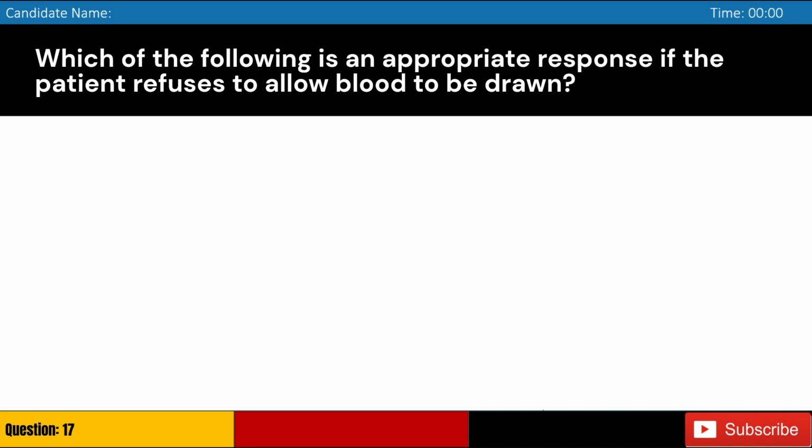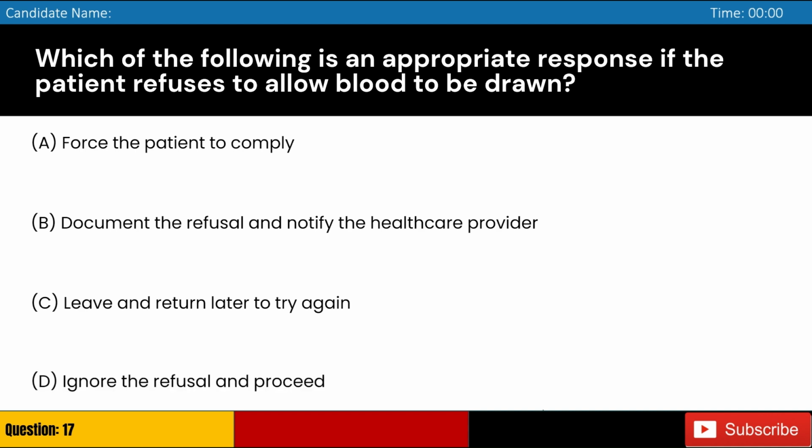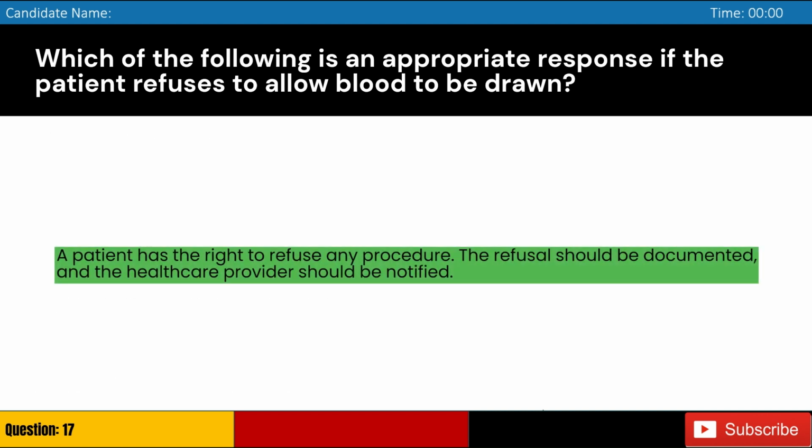Which of the following is an appropriate response if the patient refuses to allow blood to be drawn? A. Force the patient to comply. B. Document the refusal and notify the healthcare provider. C. Leave and return later to try again. D. Ignore the refusal and proceed. Answer, B. A patient has the right to refuse any procedure. The refusal should be documented, and the healthcare provider should be notified.